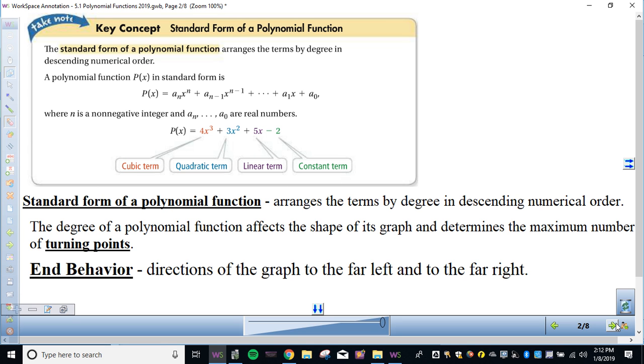As far as turning points go, how many turning points does this graph here have? X cubed has how many turning points? 2. Turning points are based when the graph changes directions. The number of turning points is always 1 less than the highest degree. So it's x cubed. X cubed has 2 turning points. X to the 4th has 3 turning points. This is a positive x to the 4th.